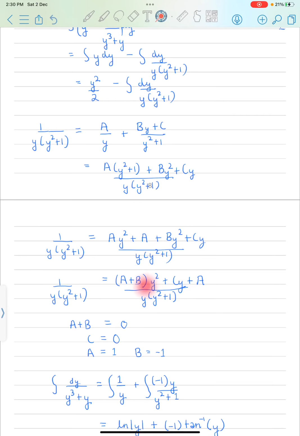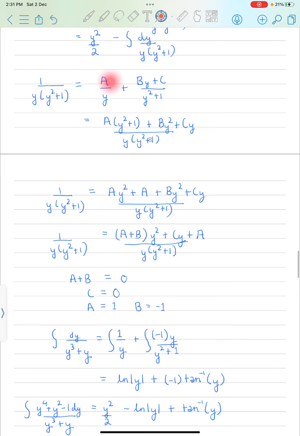So equate the coefficient of y square to 0, because here there is no y square term, and also equate the coefficient of y to 0 because there is no y term here, and the constant will be 1. So you will get a plus b is equal to 0, c is equal to 0, and a is equal to 1. So now if you put a is equal to 1 here, b is equal to minus 1. So this thing reduces to a is 1, so this will be 1 by y, and b is minus 1, so minus y by y square plus 1. So that's what I have written here. And c is 0, so we don't need to bother about that.